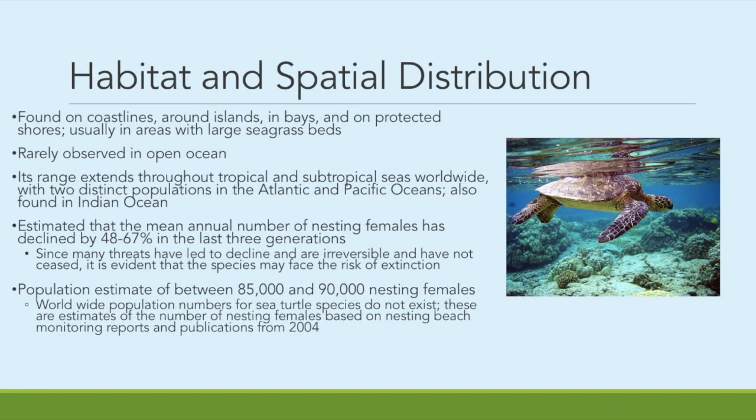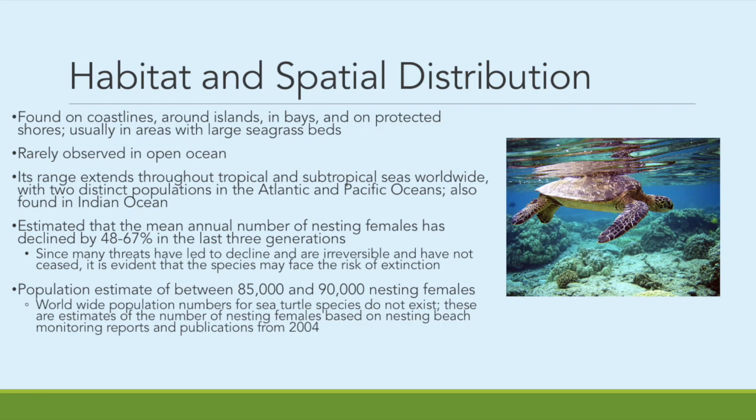Basic ecology of the green sea turtle includes its habitat and spatial distribution. Green sea turtles are found on coastlines, around islands, in bays, and on protected shores, usually in areas with large seagrass beds, and are rarely observed in the open ocean. Its range extends throughout tropical and subtropical seas worldwide, with two distinct populations in the Atlantic and Pacific Oceans, and are also found in the Indian Ocean.